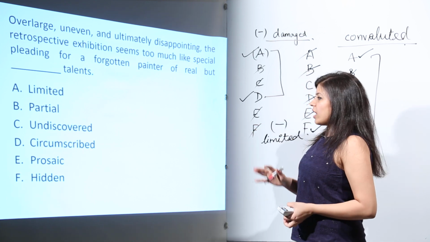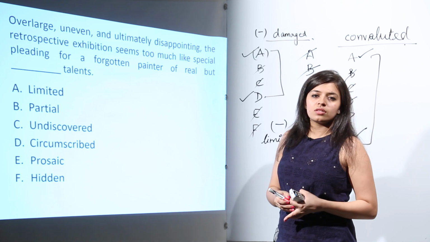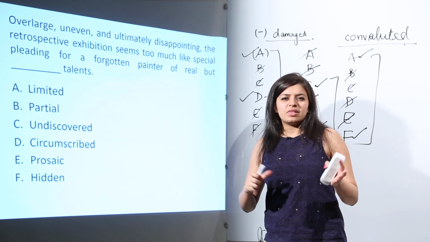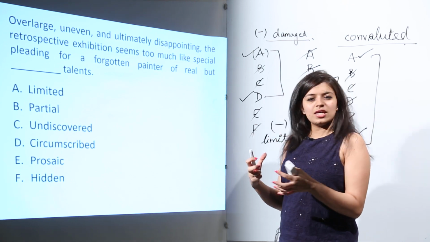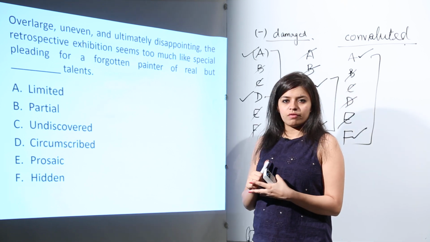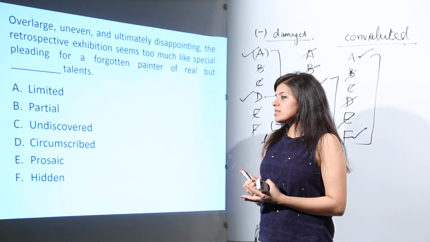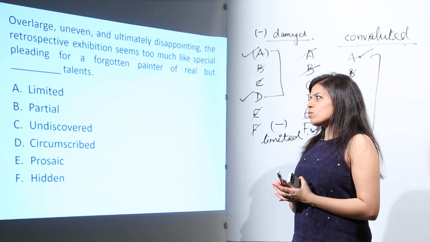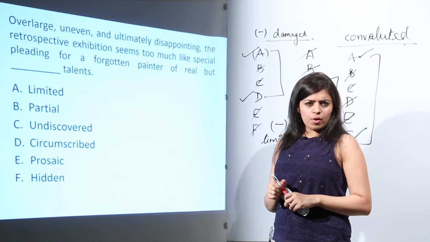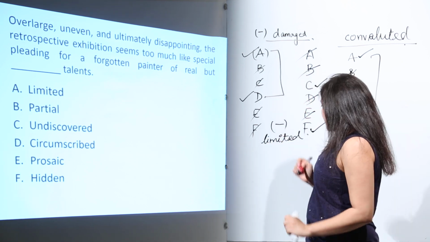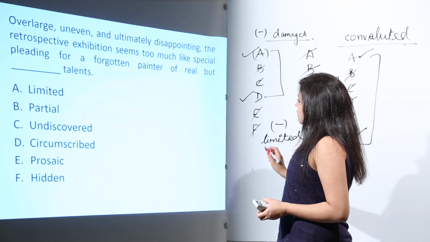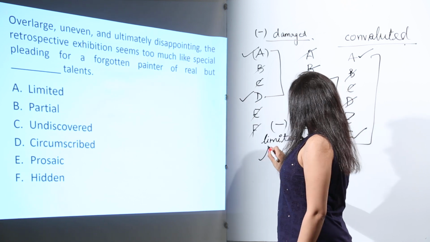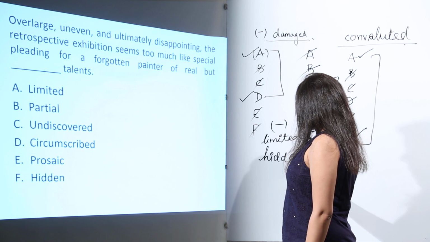Undiscovered. Undiscovered will obviously not be a part of it because the talents of the painter have been discovered. Circumscribed. Circumscribed means something that restricts something, so nothing is being restricted here and circumscribed cannot be a part of it. Prosaic. Prosaic means someone who is useless. We can say that useless and talents don't go together, so prosaic cannot be a part of it. Now let's say hidden. Hidden can be yes because the painter was forgotten, so his talents became hidden. So hidden will be a part of this.